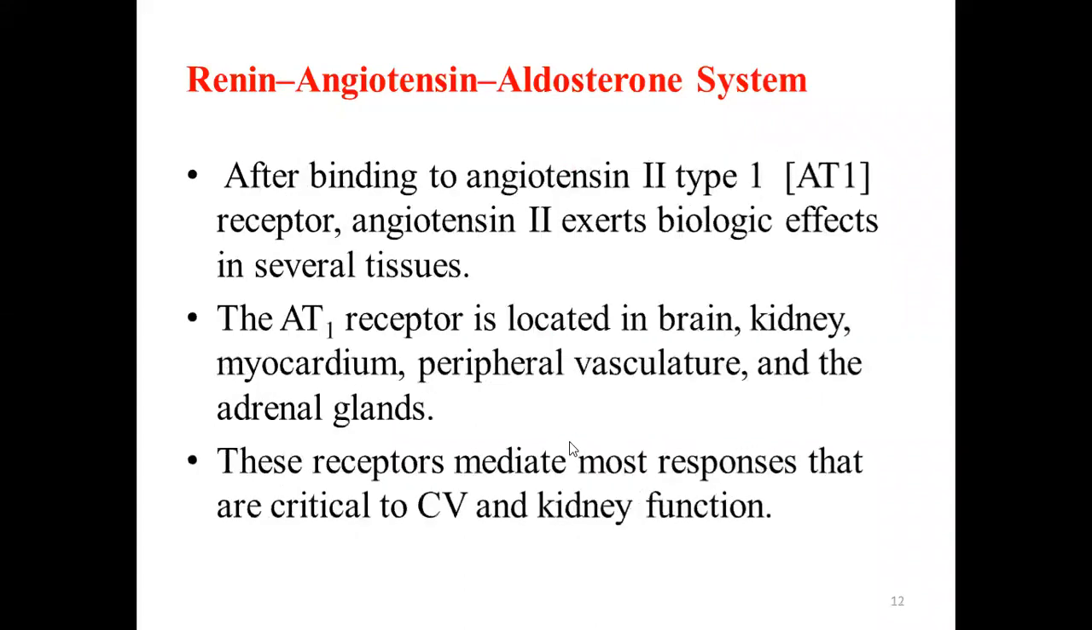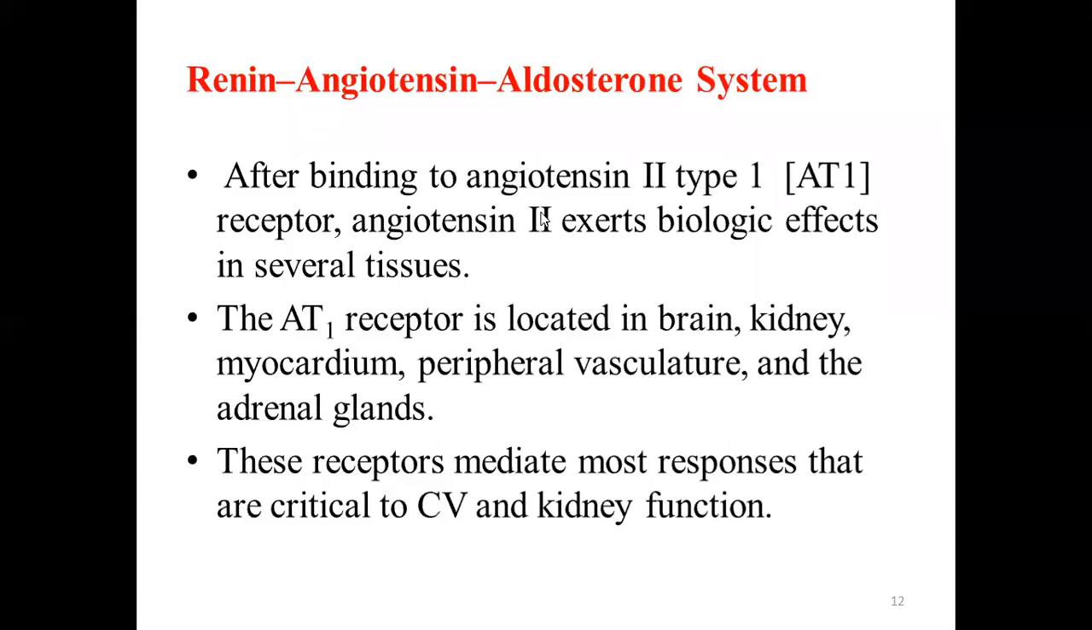Then what will happen now? We do have what? Angiotensin 2. This angiotensin 2 binds with the angiotensin type 1 receptor. Then it can elicit its physiological effect. So what will happen? Angiotensin 2 by itself is a vasoconstrictor, so it can constrict the blood vessels and increase the blood pressure by increasing total peripheral resistance.